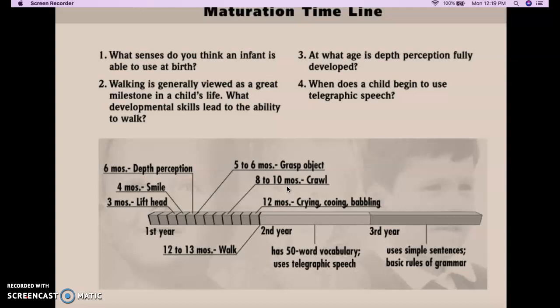At what age is depth perception fully developed? We just talked about that, so hopefully you got that off the chart right there at 6 months. And then when does a child begin to use telegraphic speech? So right here, around 2 years is when they start to use that. Okay.